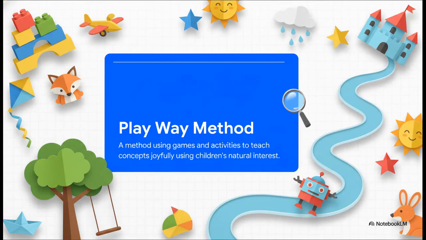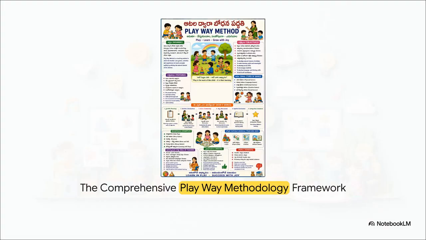So, what is it actually? Formally, the Play-Way method is a teaching process using games, activities, and experiences to teach concepts joyfully. The whole trick here is utilizing the natural interest of children. Instead of forcing a child to adapt to a super rigid textbook syllabus, we're adapting our transaction to their natural environment, which is play.